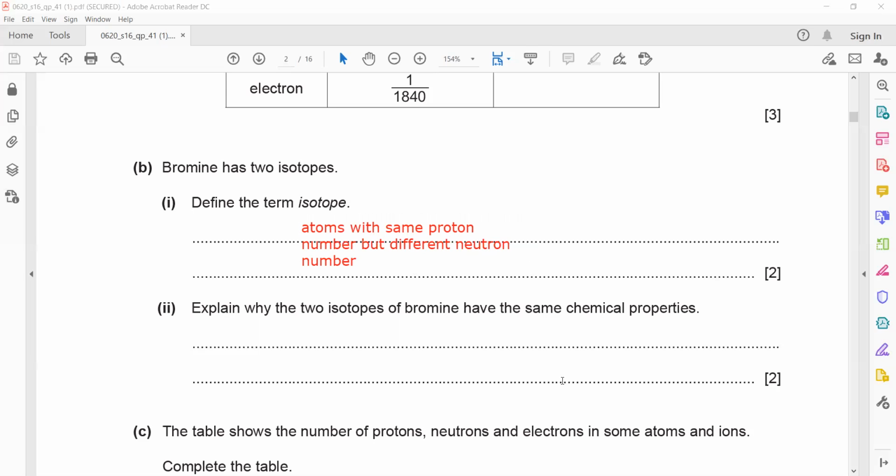Next is: explain why 2 isotopes of bromine have the same chemical properties. Why do isotopes have the same chemical properties? What is the reason for that? Because they have the same number of electrons in the outer shell. Yeah. So why are the chemical properties the same? Because they have the same number of electrons in the outer shell.